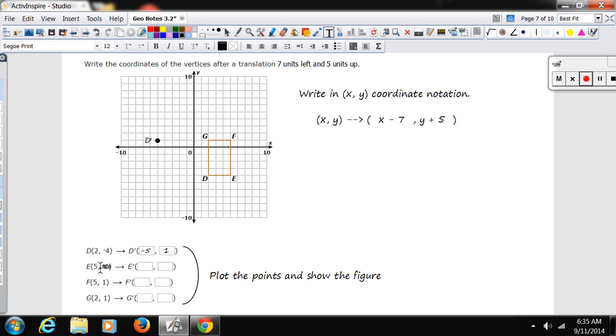So let's see. E, if we go over 7, we subtract 7. 5 minus 7 is going to be -2. And -4 plus 5 is going to be a 1. And then F prime, 5 minus 7 is also going to be a -2. And 1 plus 5 is going to be 6. And then G prime, 2 minus 7 is going to be a -5 again. And then 1 plus 5 is going to be 6 again. Okay, so those would be our coordinates.